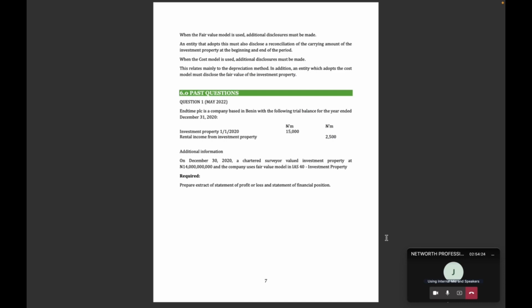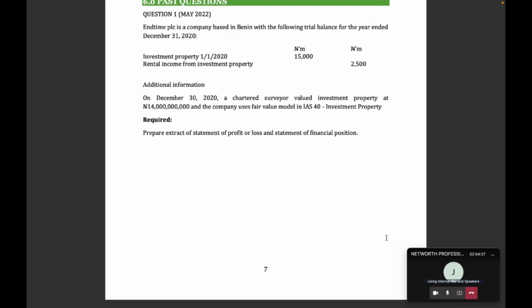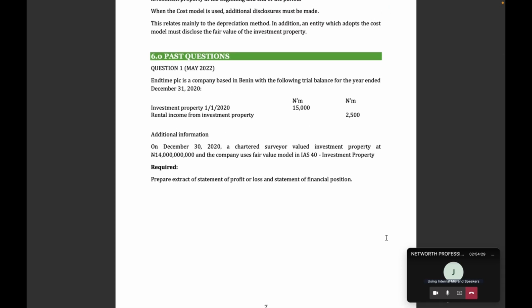And some other information. I can hardly ask much on investment property because it's very short and straightforward. I talked about what investment property is, which is majorly land or building that you rent out or hold for capital appreciation. I mentioned partial use, which you need to know, and ancillary services. The measurement basis is that you either use the fair value model or the cost model. And I mentioned transfers.